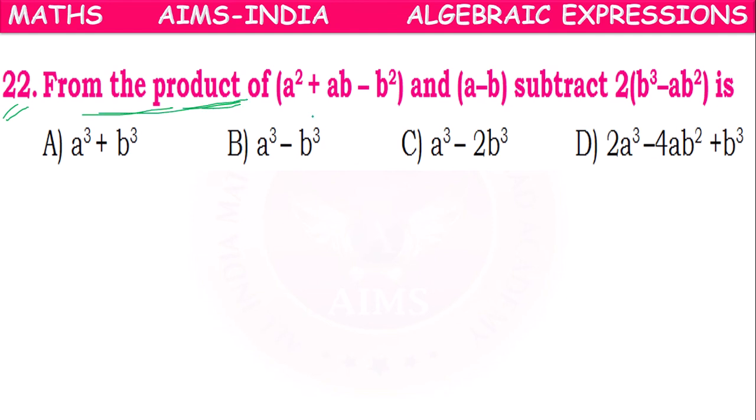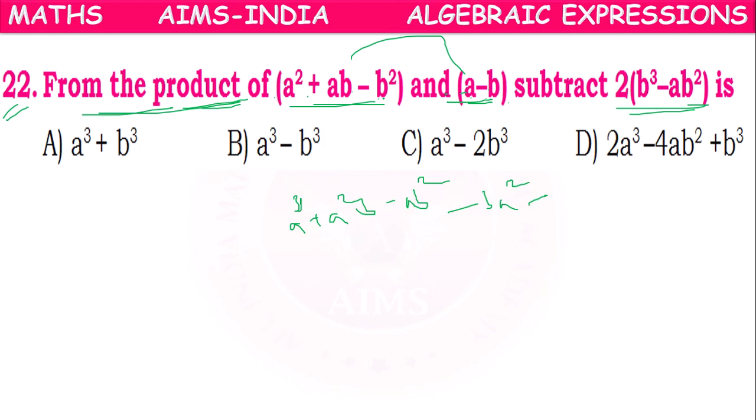Next, from the product of these two, subtract this one. Let's do this product first. A into A square, A cube. A into AB plus A square B minus A into B square minus AB square minus B into A square minus BA square minus B into AB minus AB square minus B into minus B square plus B cube. So, plus A square B minus BA square, both are same, cancel.